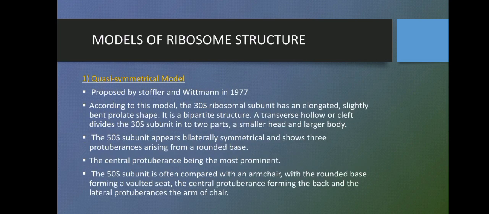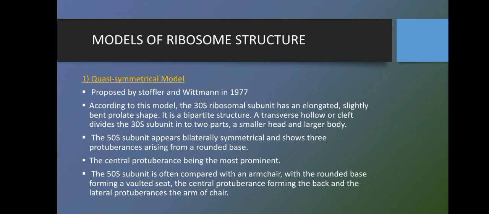Next is the models of ribosome structure. First one is the quasi-symmetrical model. This model was proposed by Stoffler and Wittmann in 1977. According to this model, the 13S ribosomal subunit, that is the smaller subunit, is elongated, slightly bent, prolate in shape. It is a bipartite structure. A transverse hollow or cleft divides the 13S subunit into two parts, the smaller head and the larger body.